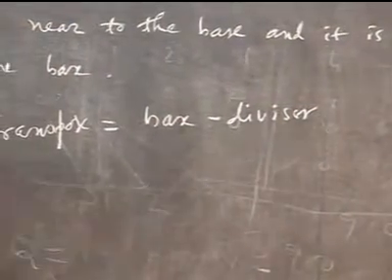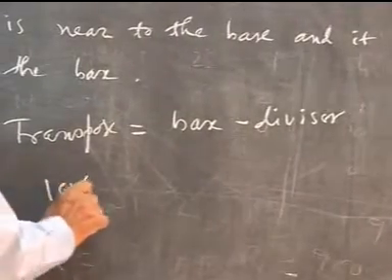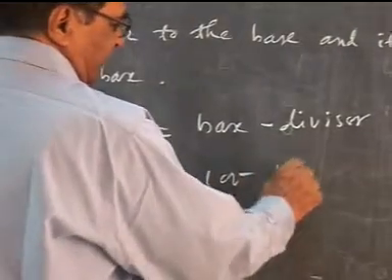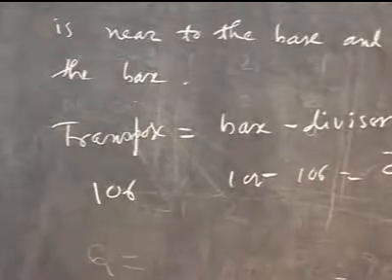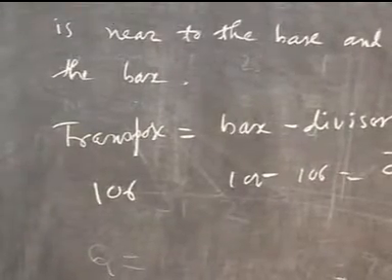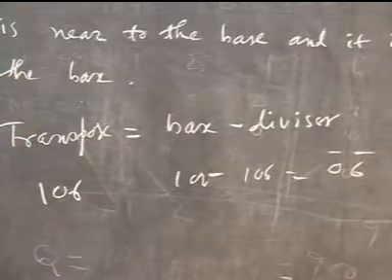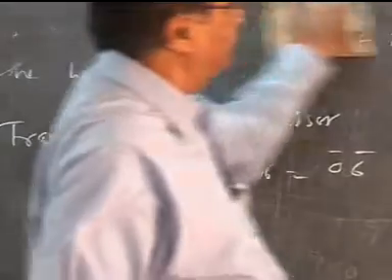For example, suppose my divisor is 106, 100 minus 106, that is 0.6, you can say this way, negative. So this is also useful. Let us see how it is used. So we shall try now to use the transpose.